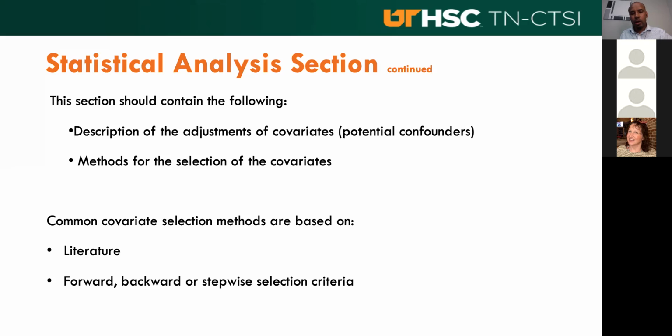And the backward one, you include all the covariates that you want to consider in your analysis, and then keep those that meet certain criteria, such as Akaike information criterion, which tells whether the more saturated models are better than crude models or less saturated models. And the stepwise selection criteria is similar to the backward one.